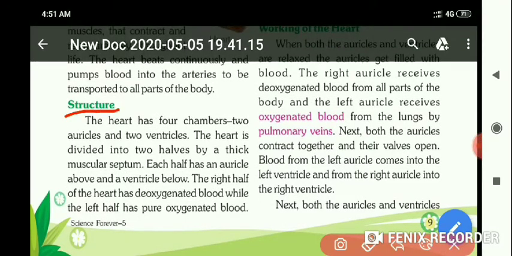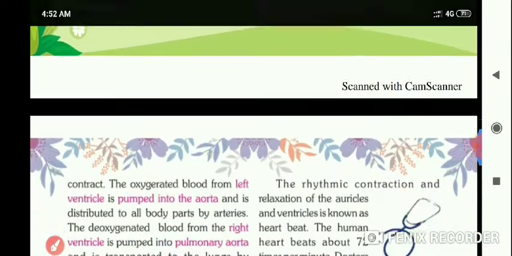Page number 9. See, structure is there. The heart has 4 chambers. From here you have to write down the heart has 4 chambers, 2 auricles and 2 ventricles. The heart is divided into 2 halves by a thick muscular septum. Each half has an auricle above and a ventricle below. Up to below, you have to write down the answer number 1. Clear? Now move to question number 2.